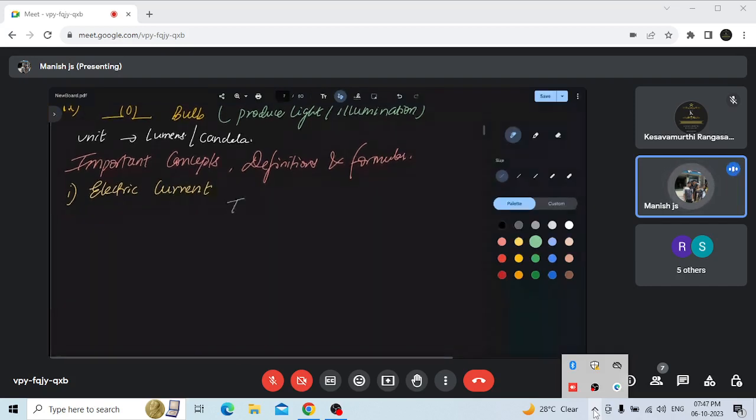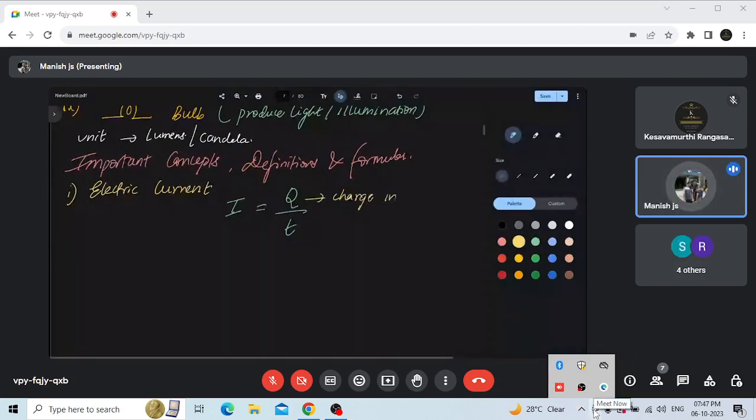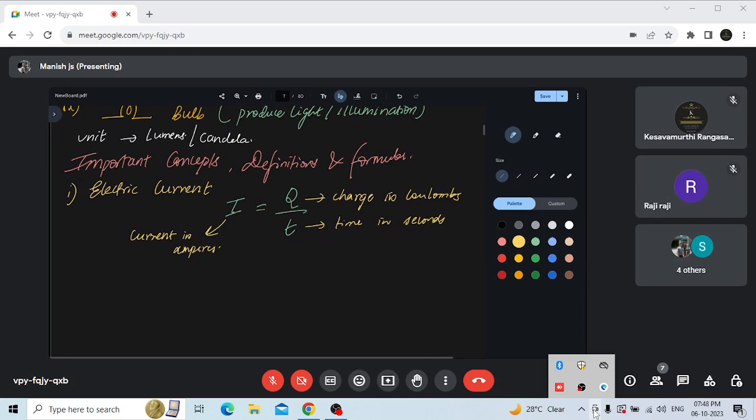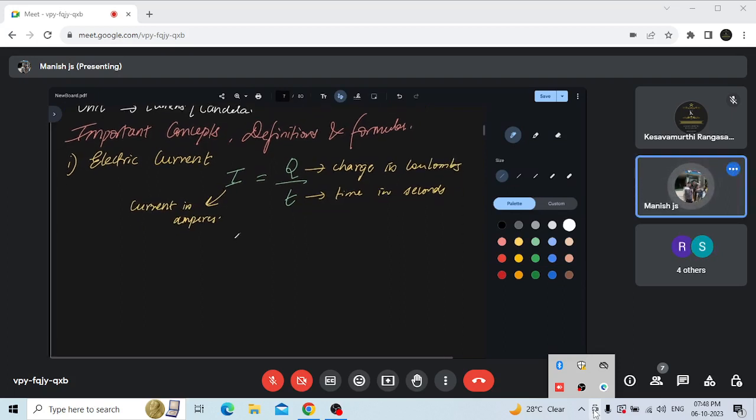The formula is, electric current is given by the symbol I. I is equal to Q upon T. Very good. What is Q called? Charge. Yes, Q is charge in coulombs. Coulomb is the unit. And T is nothing but time in seconds. And what is I called? Current, in amperes. That's it. So technically speaking, 1 ampere is equal to 1 coulomb divided by 1 second. That is the relation between the units.